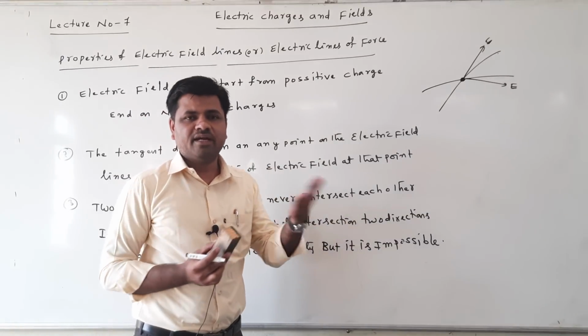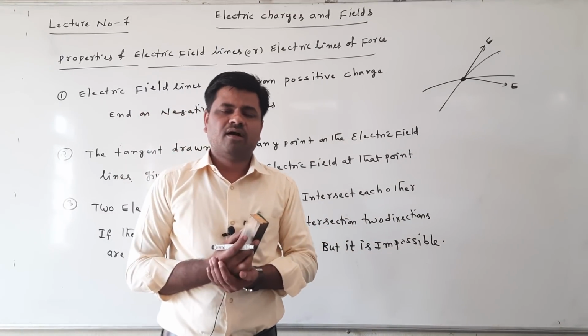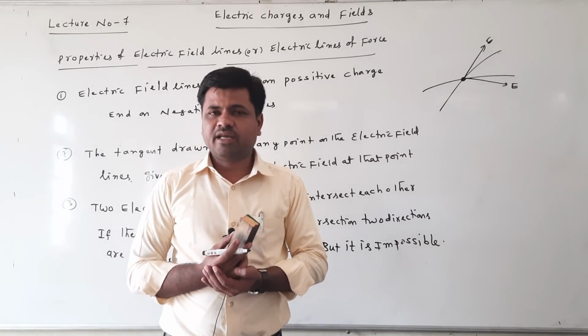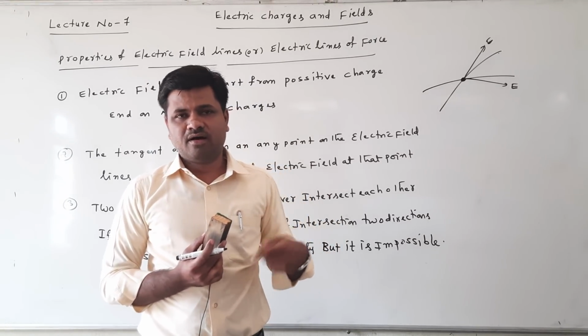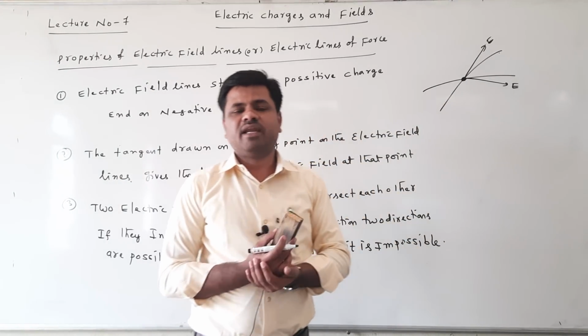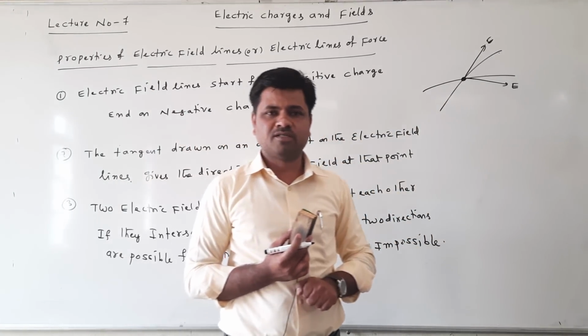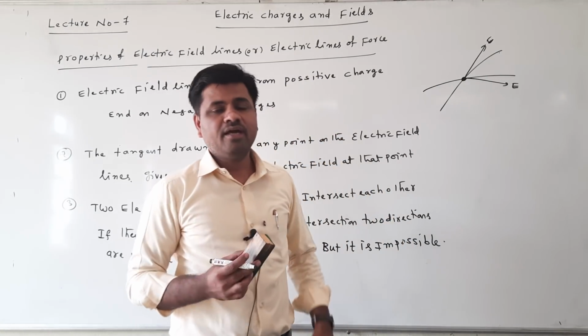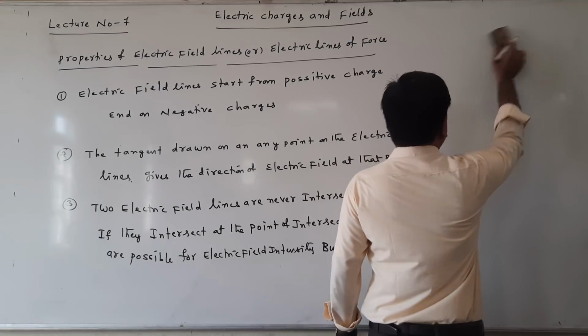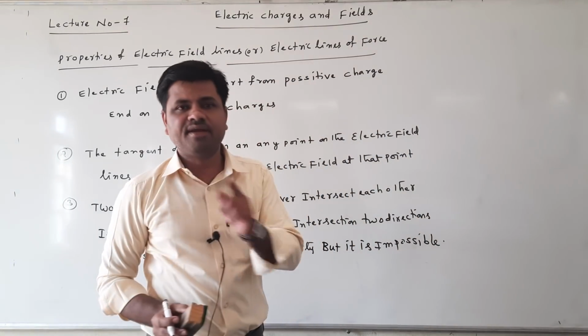Along one electric field line, we can draw one direction of the electric field intensity. Along another electric field line, we can draw another direction of the electric field intensity. Two directions are possible, but it is impossible. Electric field lines have only one direction. That's the reason we say that two electric field lines never intersect each other.